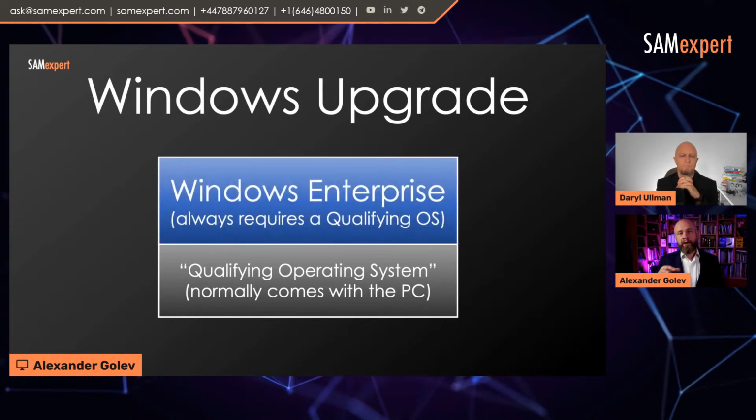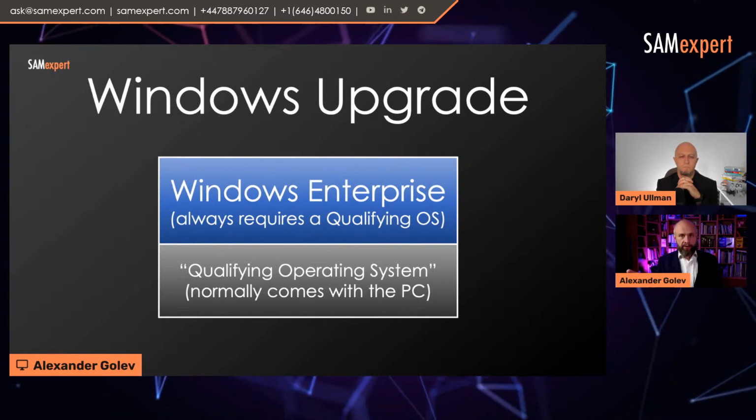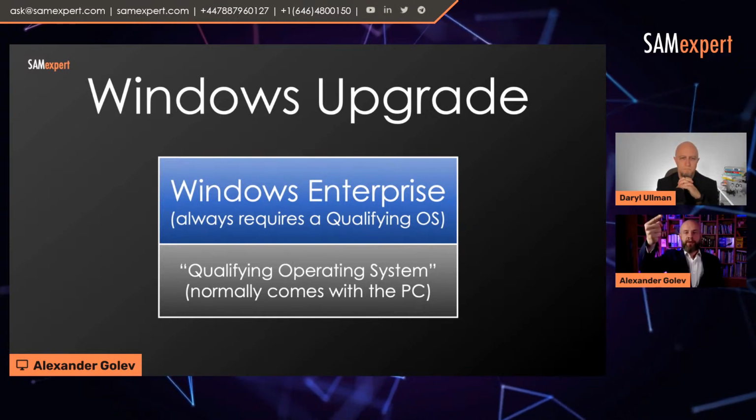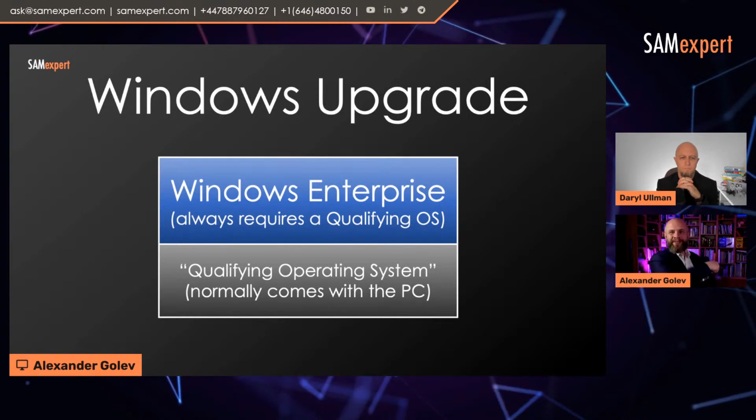And then on top of that, you buy Windows Enterprise upgrade through a volume licensing channel, and then you convert that computer into Windows Enterprise. But please remember that Windows Enterprise always requires that computer to come with something.